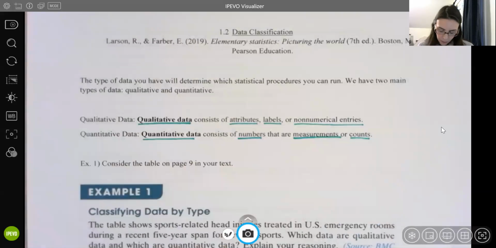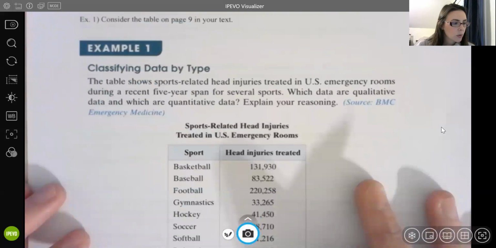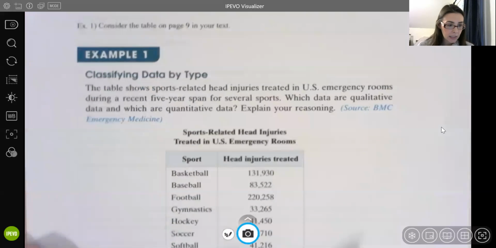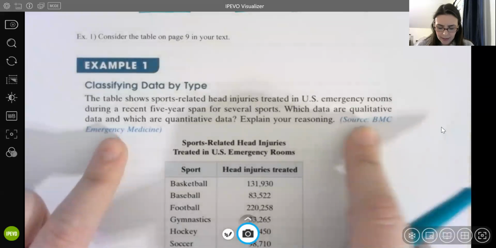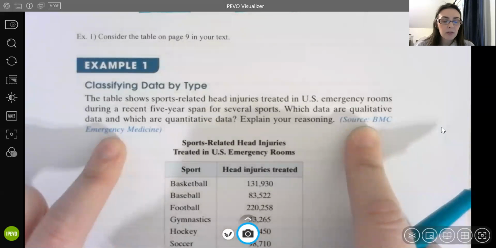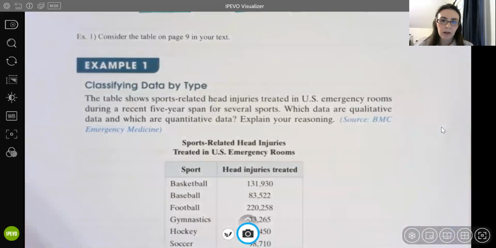So we have one first example. This is from page 9 in your text. I just copied it in here. And the table shows sports-related head injuries treated in U.S. emergency rooms during a recent 5-year span for several sports. So which data are qualitative and which are quantitative? And like I mentioned, most of our examples in the text are real-world examples, real data. So here you'll see the source. So if you go to your text, you can see the source for our different examples.